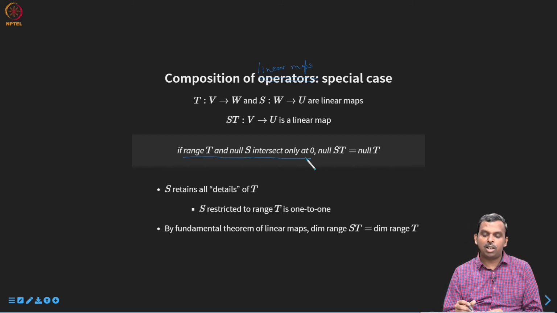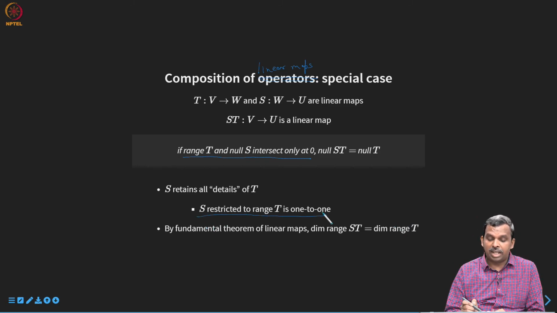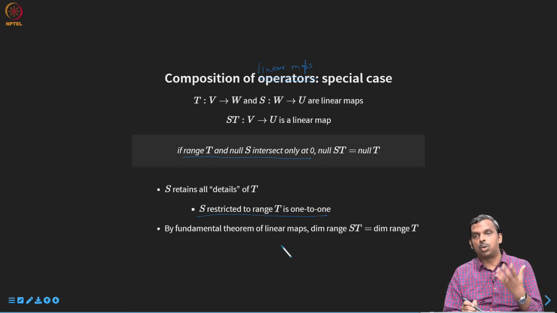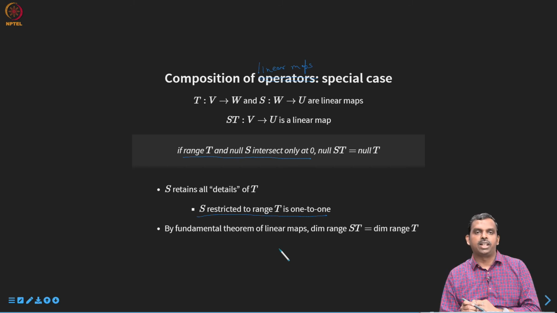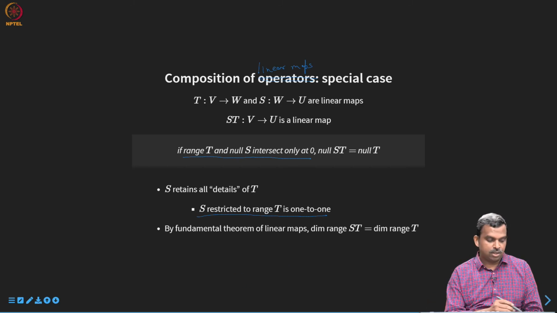Once you have null of ST being null of T, you can also see that the range of ST equals the range of T. This property is very important. When S is restricted to the range of T, it is one-to-one, so it doesn't do any further damage to the transformation. It doesn't reduce dimension in any other way. This special case is very, very important, and it applies for us when it comes to the adjoint. You'll see why that is interesting.